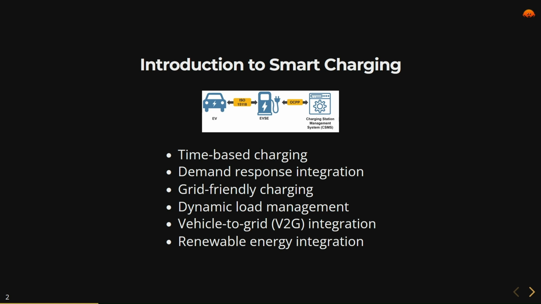Overall, smart charging optimizes the charging process for electric vehicles, taking into account factors such as cost, grid condition, and user preferences. By intelligently managing the charging load, it helps to reduce the energy cost, minimize grid stress, promote renewable energy integration, and contribute to a more sustainable and efficient transportation ecosystem.